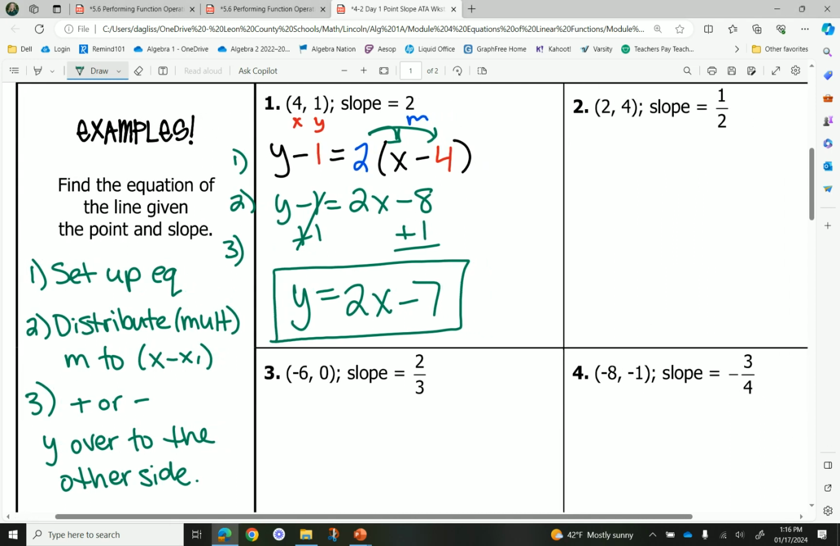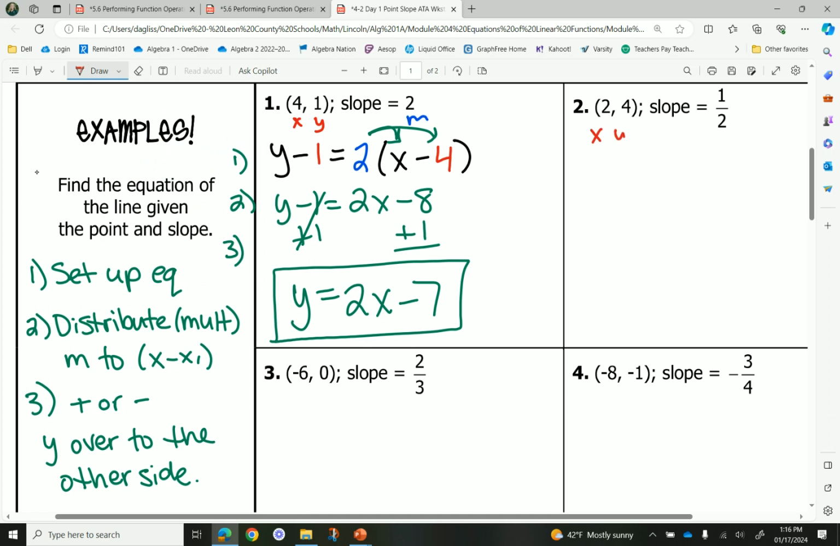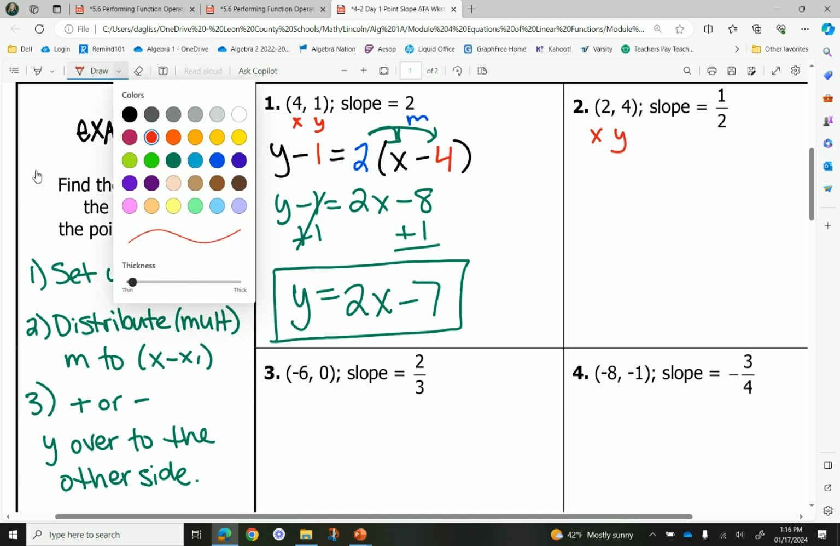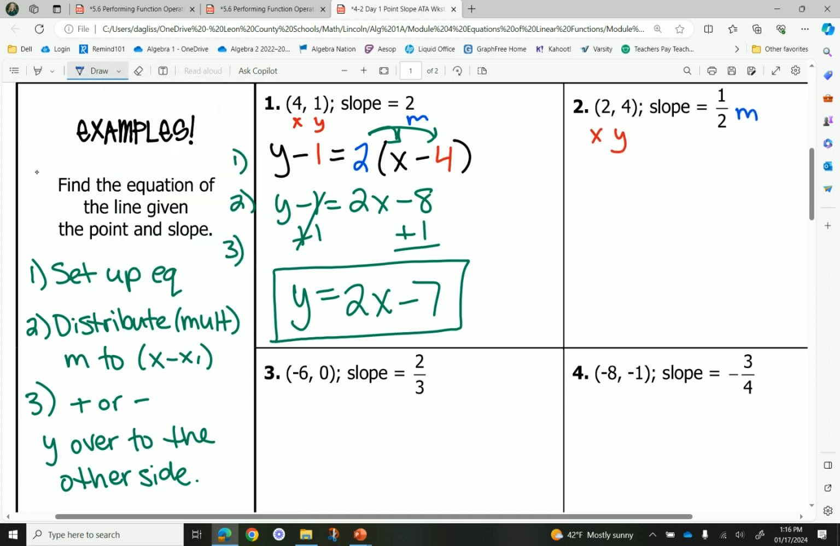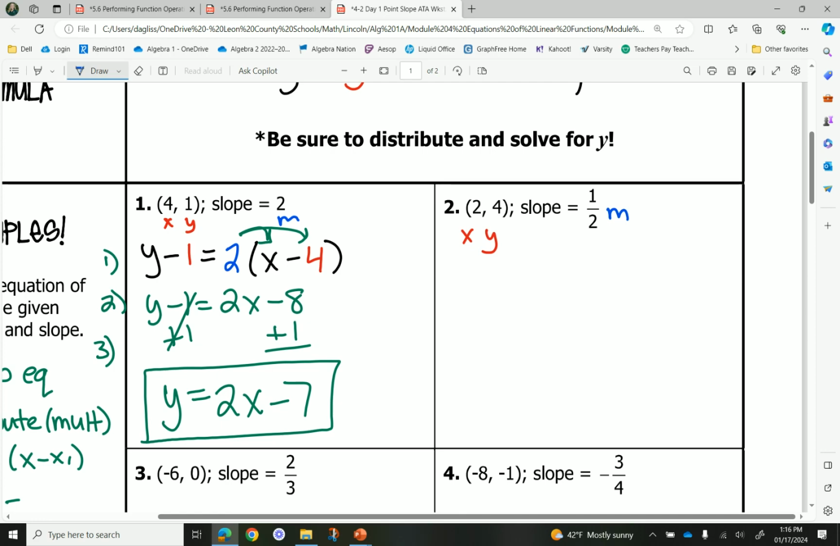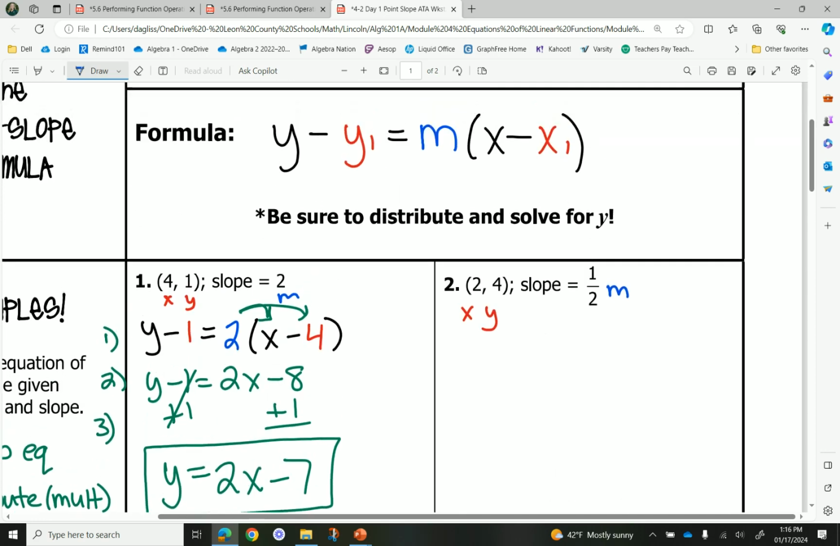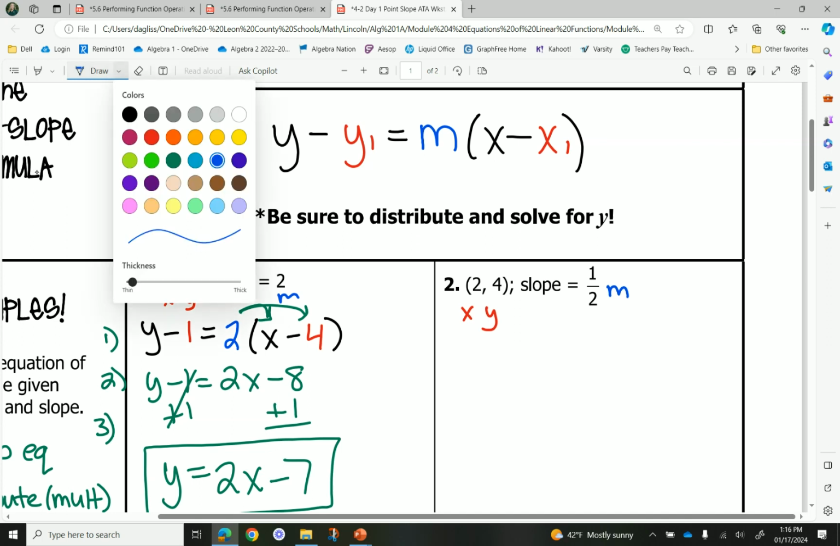Alright, our second one. We have the point 2, 4, and we have a slope of 1/2. So remember, 2, 4 is the point. Here's my x and my y, and my 1/2 is going to be my m. Because I have a point and a slope, let's use point slope, which this formula will be given to you.